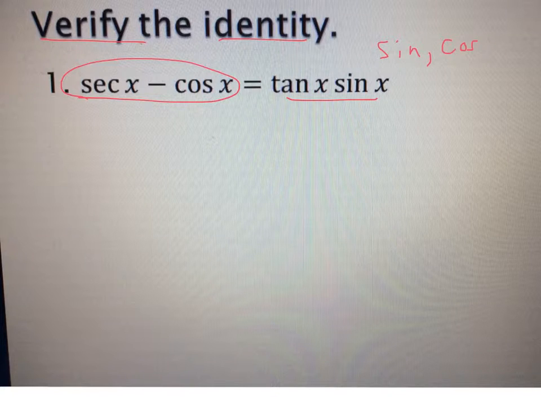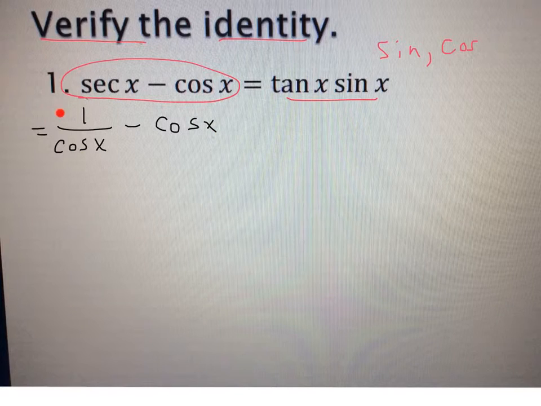So I'm going to start there, and we also learned that secant of x is also equivalent to 1 over the cosine of x. That's the reciprocal identity. And then I'm just copying down this minus cosine of x. Now I have two fractions here, and really I want to be able to combine these two terms here. So I want to think about getting a common denominator.